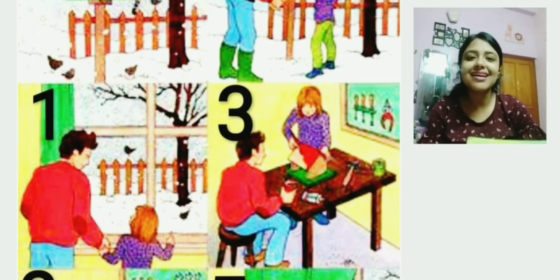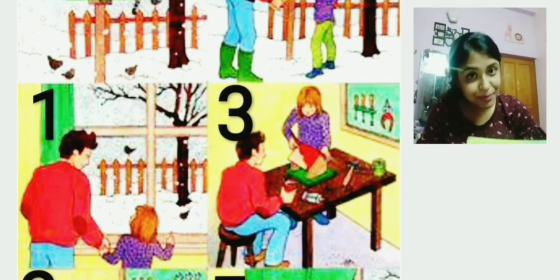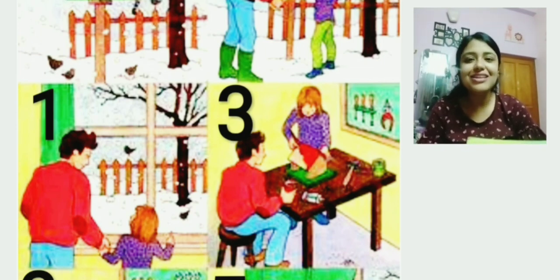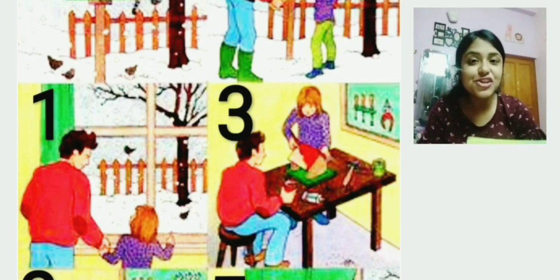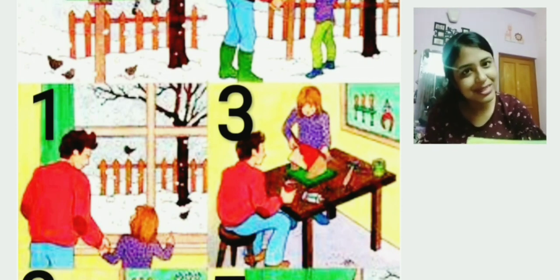So do study the pictures well and write your own picture composition. Best of luck. Don't forget to mention a title, probably an interesting one.